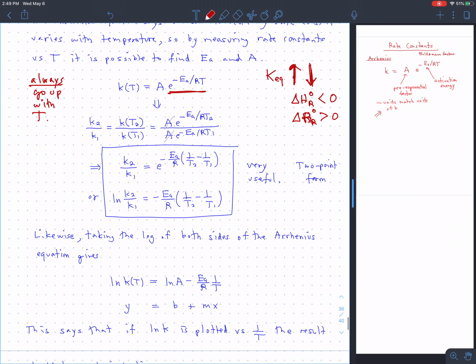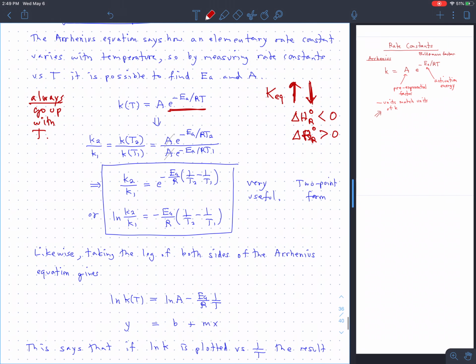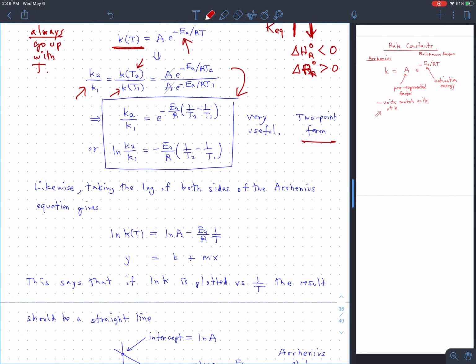As a practical matter, we can therefore do the following. Let's suppose we want to find out what A and EA are. Well, especially let's suppose for the moment that we want to find out what the activation energy is. How can we do it? Well, we can measure the rate constant at 2 different temperatures. Let's suppose we do that. We measure it at temperature T2, we measure it at temperature T1. If we take the ratio of those two measured rate constants and do a little bit of algebra, we get this form for the Arrhenius law.